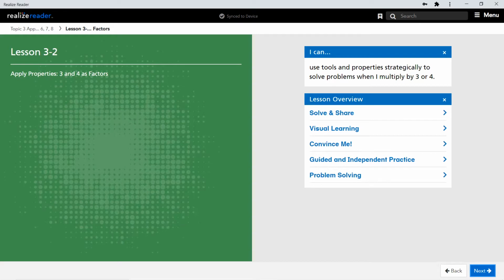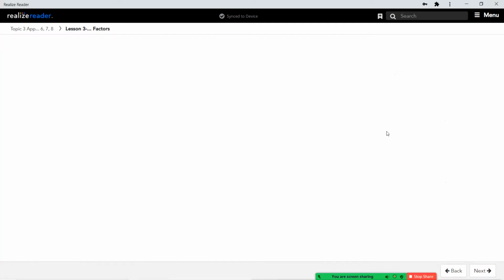We're going to talk about applying properties, specifically the distributive property that we learned in our last lesson, and applying it when we're multiplying with 3s and 4s. So your 3 and 4, when you're using those as factors or as one of the numbers that you're multiplying by, we're going to have the distributive property help us to figure out how to find answers to those when we're not sure.